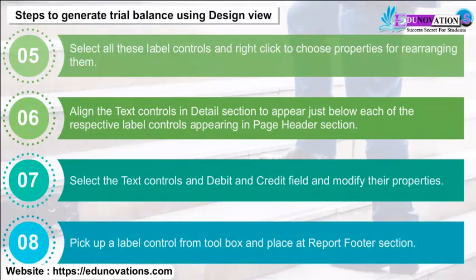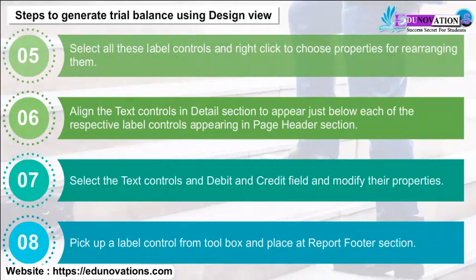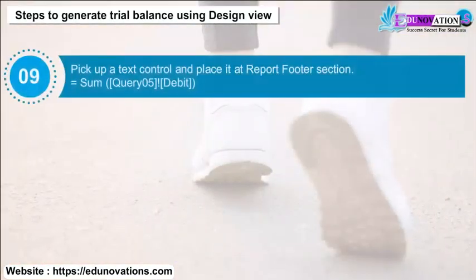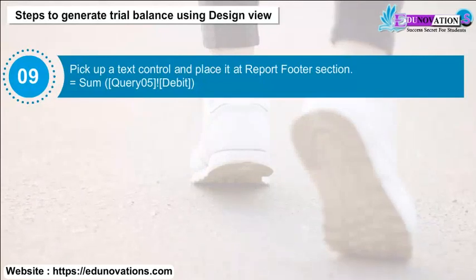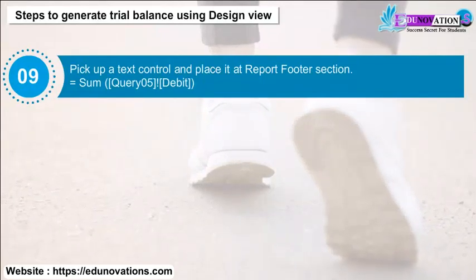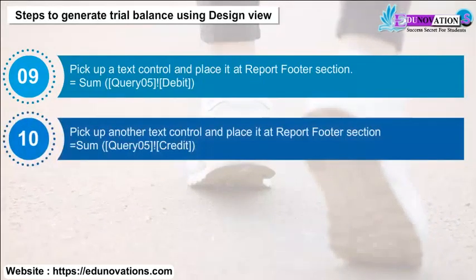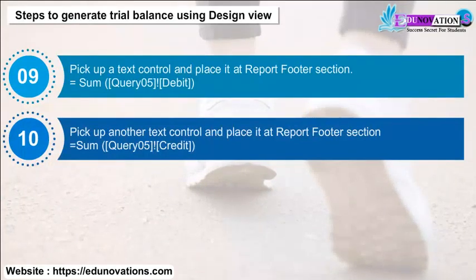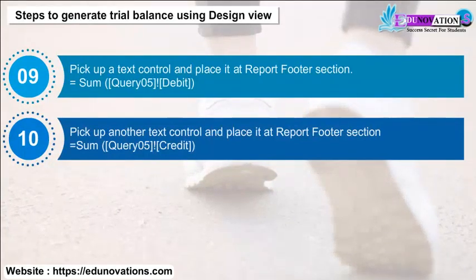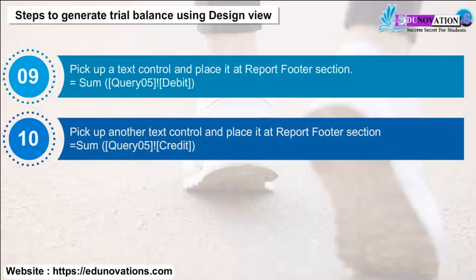8. Pick up a label control from toolbox and place at report footer section. 9. Pick up a text control and place it at report footer section. 10. Pick up another text control and place it at report footer section.